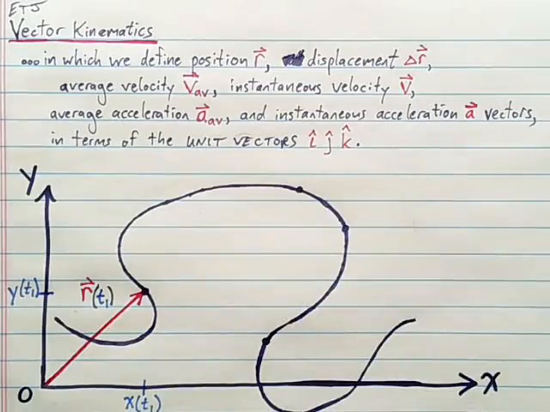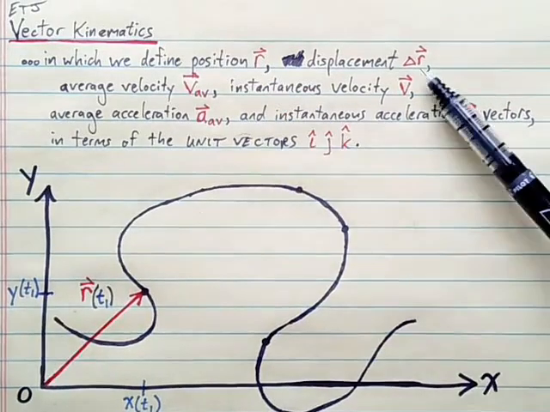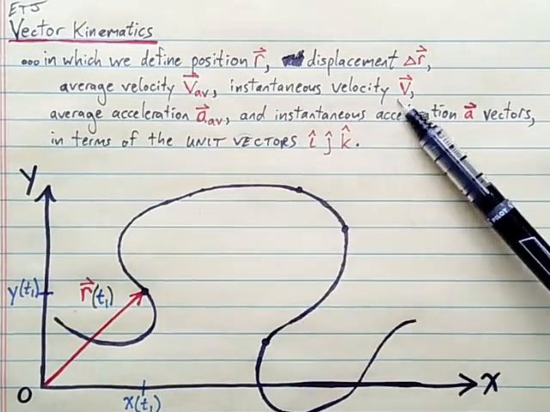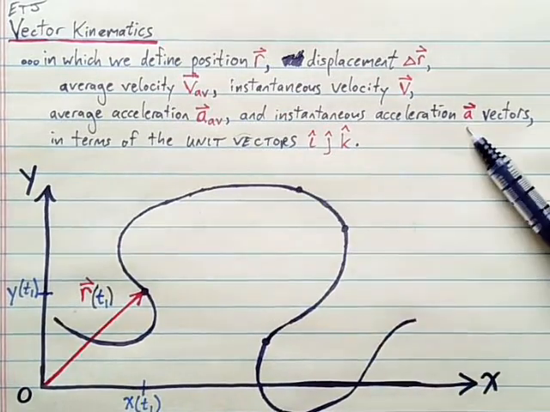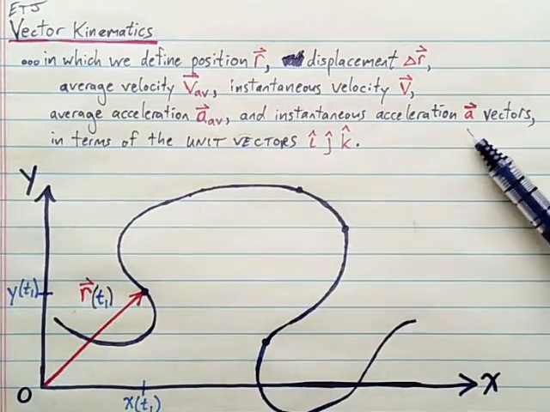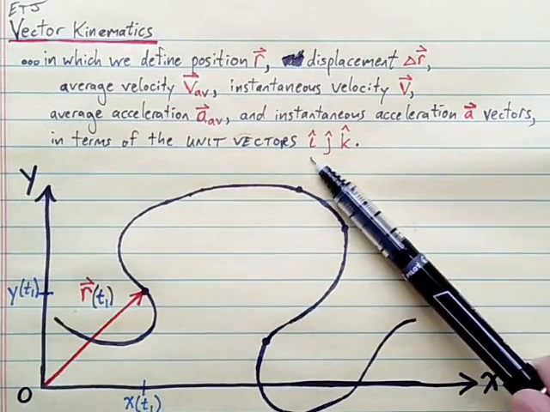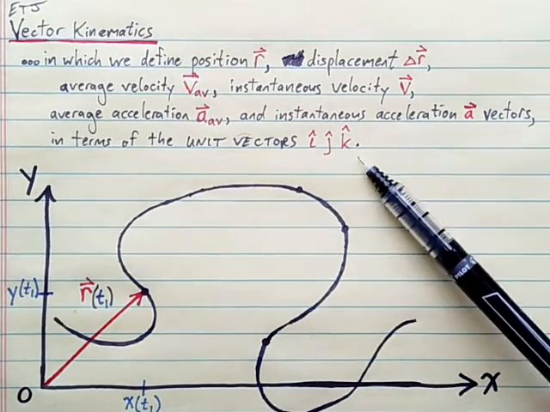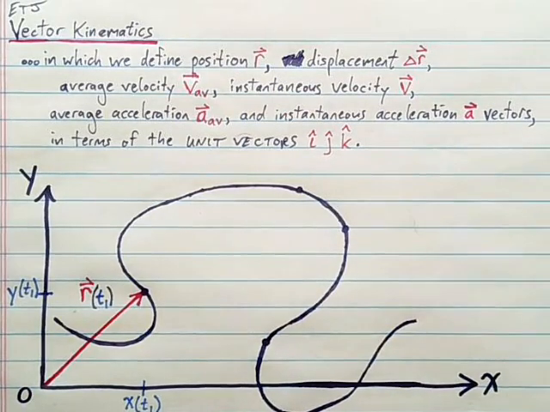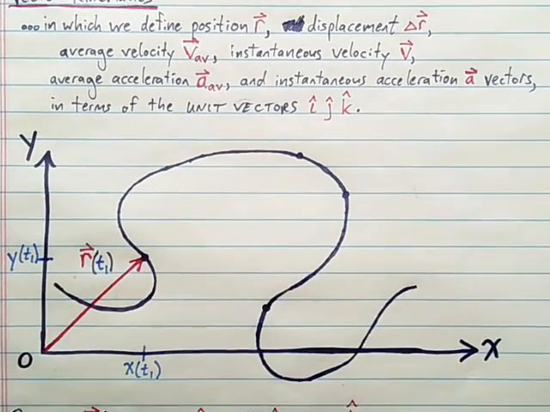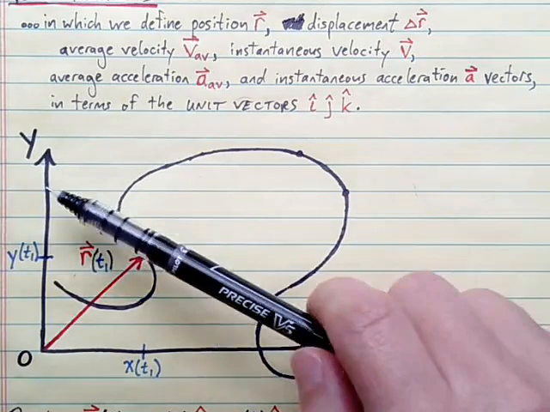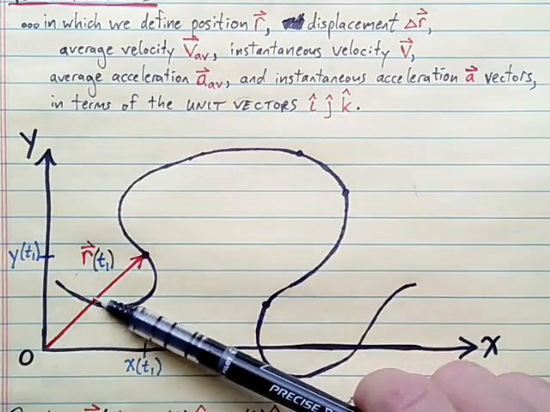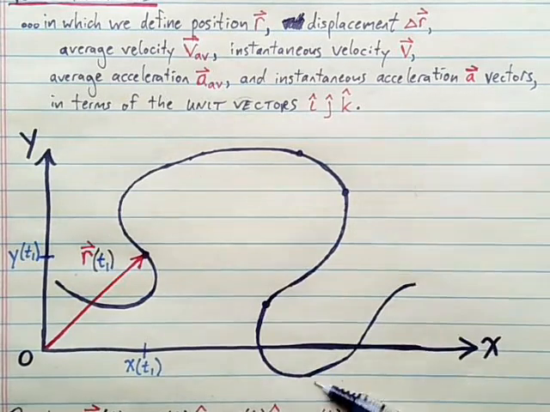Let's define position, displacement, average velocity, instantaneous velocity, average acceleration, and instantaneous acceleration vectors in terms of our handy unit vectors, i hat, j hat, k hat, for some object moving in 2 or 3 dimensions. Here we've got a 2D example. Here's an overhead view, a map of some object moving in the xy plane, and in black is the path the object takes through that plane over time.